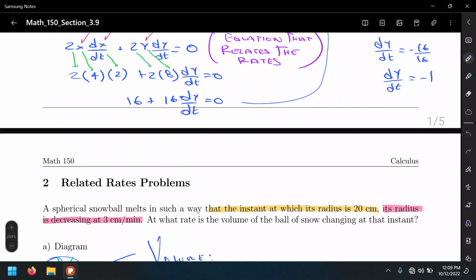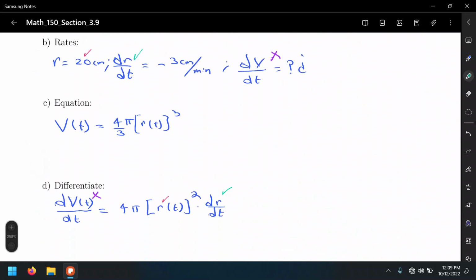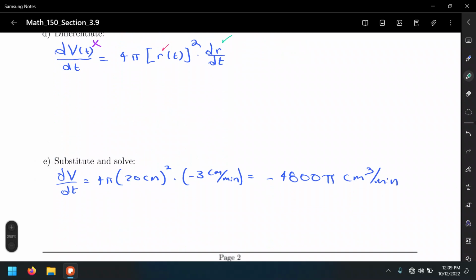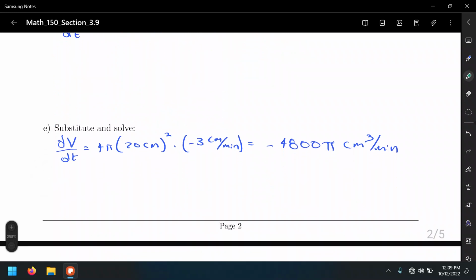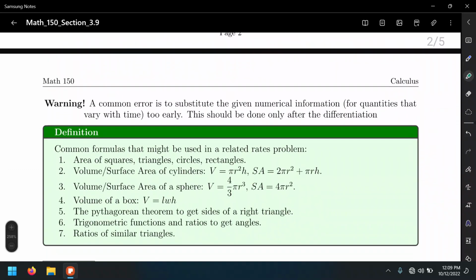In this case, it's kind of clear that it's a spherical snowball, and it's relating volume versus radius. So what would be the equation that relates volume and radius? Well, the volume of a sphere, because of the spherical shape. We did the calculus, and then we plugged in the numbers, and we got the final result. All right. So all these important points are summarized here in the next page.